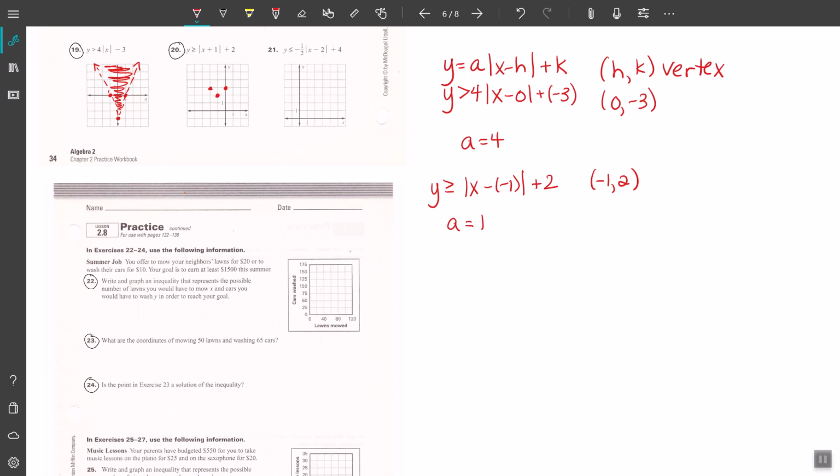Now in this case, we have y is greater than or equal to. Because we have the equal sign in there, these are going to be solid lines. And the greater than sign is going to be indicated again by shading above, because we're looking at the y axis, and we want all y's greater than that vertex point there.